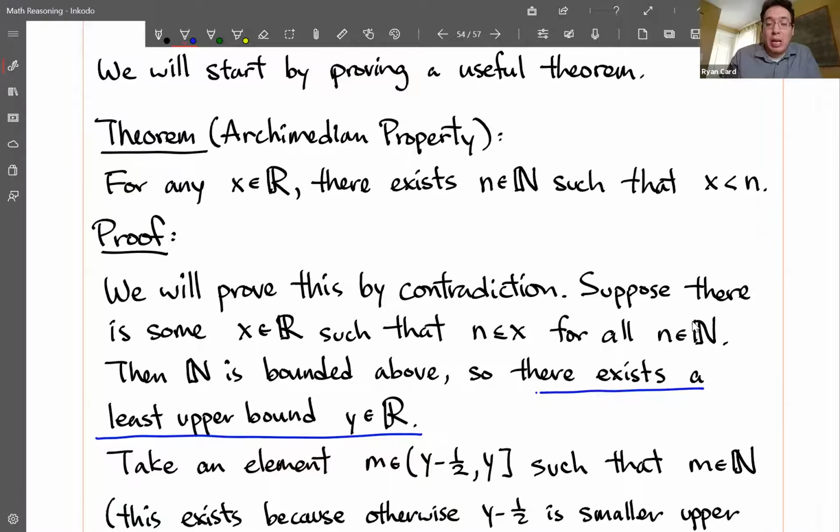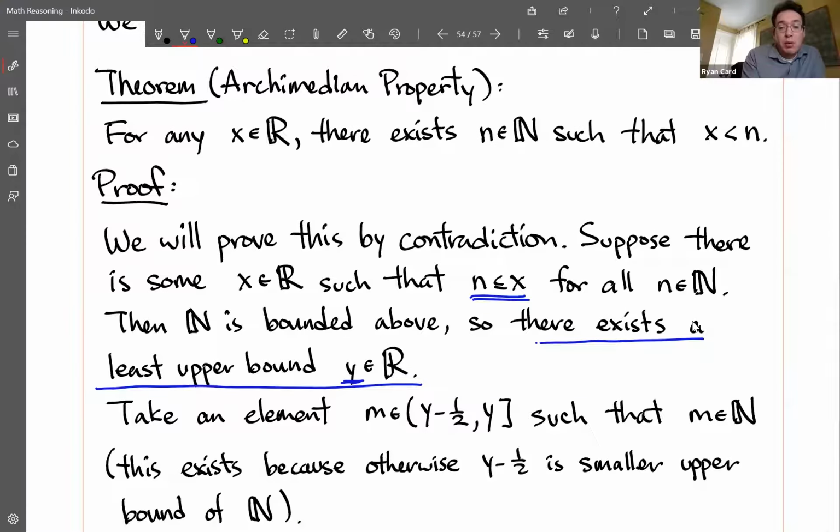The least upper bound axiom says that if you have a set that is bounded, then there is the smallest of those upper bounds. So if the natural numbers could be bounded by some x, then there exists a smallest upper bound, y. So that means that anything above y is an upper bound of the natural numbers. Conversely, any number below y, because it's the least upper bound, is not an upper bound for the natural numbers.